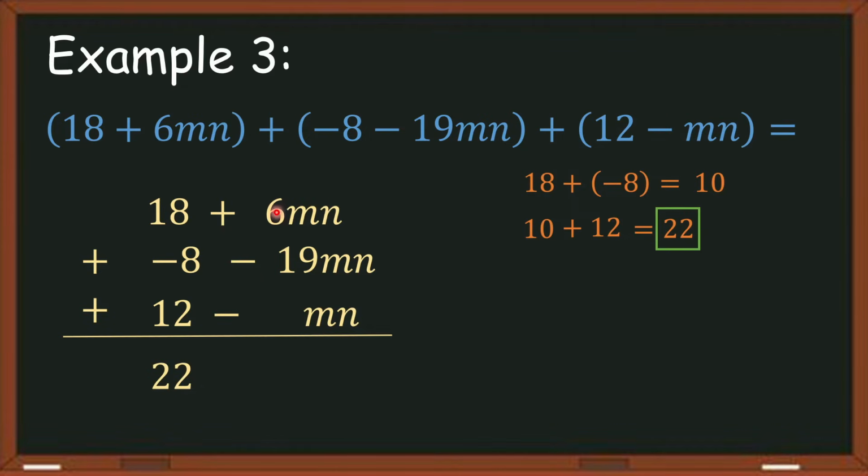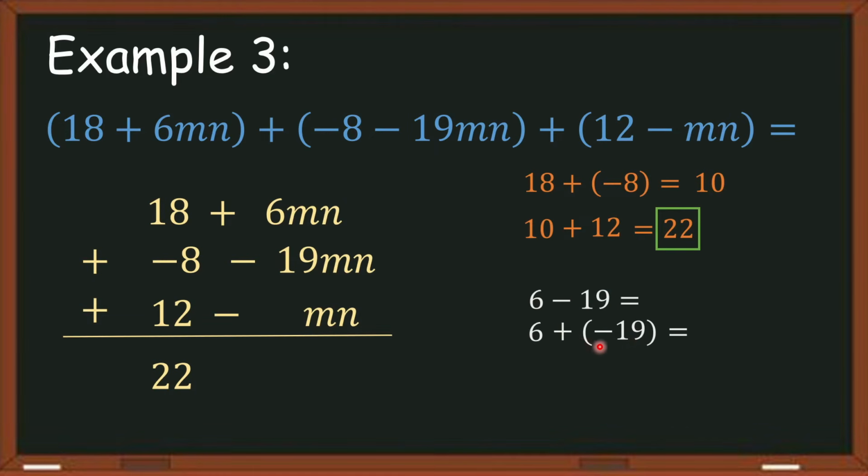And then next, i-add natin yung tatlong mn. So, magkakamukha naman silang mn, so pwede nating i-add. So, unahin lang muna natin itong 6 minus 19. So, rewrite lang natin dito, 6 minus 19. Ito yun, yung unang dalawang number. And then, dahil subtraction siya, i-apply natin yung rule for subtraction of integers. So we're in keep, change, change. So i-keep natin yung 6. Change natin yung minus, gawin nating plus. And then change natin yung positive 19, gawin nating negative 19.